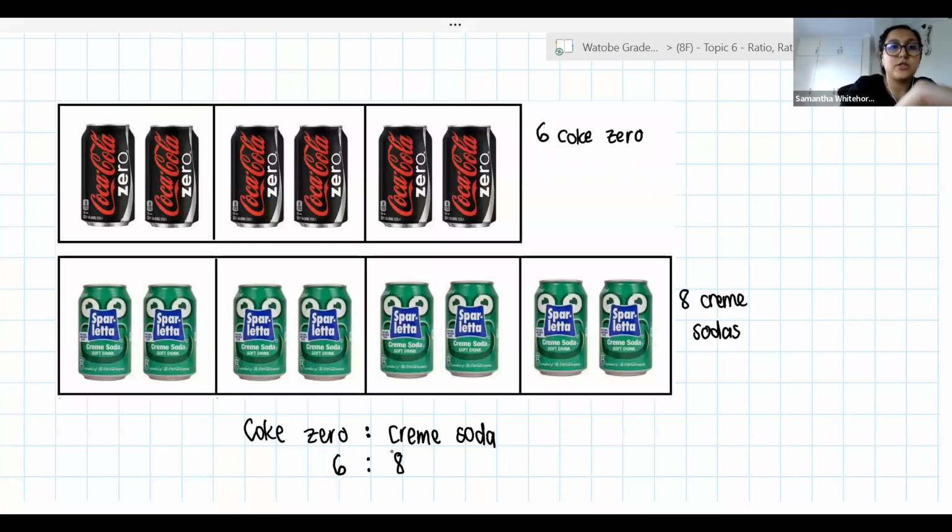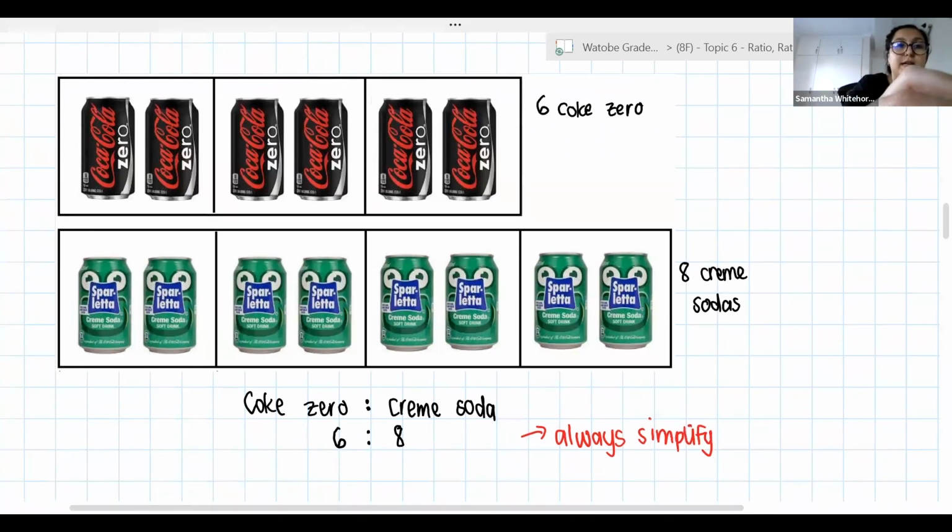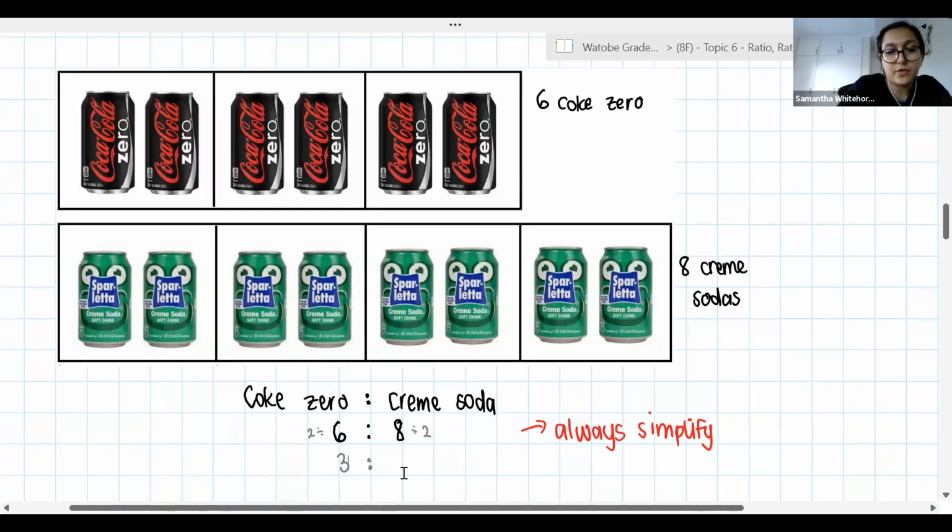Now, what we always need to remember is that we always want to simplify our ratios. Much like most things in maths, we always want to make sure that the answer we give is in its simplest form. So if I want to simplify this answer, I know that I could divide both of these values by 2, and that will give me the equivalent but simplified ratio of 3 is to 4. It gives you exactly the same information.